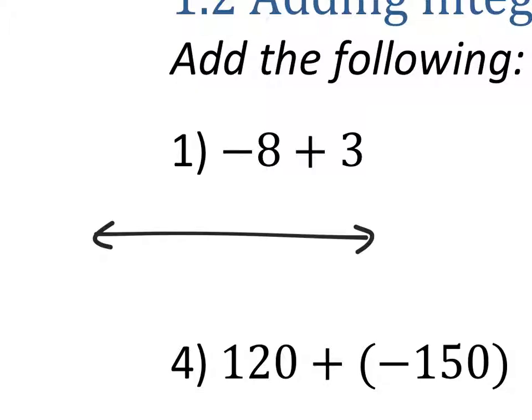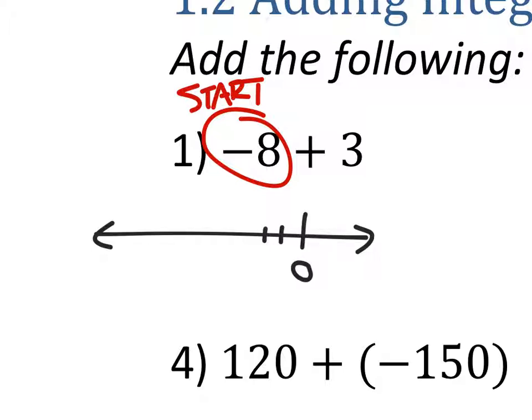The first number is always the number we're going to start at, okay? So we just need to identify where -8 would be on the number line. They didn't give me any number line, so we have to draw this in. Starting with 0, I'm going to go to the left 8. So there's -5, 6, 7, 8. This is where we're starting, at -8.